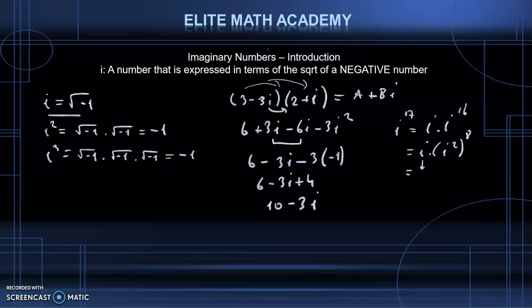What is i squared? i squared is -1, to the power 8. Any negative number to the power of an even number will bring us a positive number. So this will be 1 and this will be i. Our answer will be i.